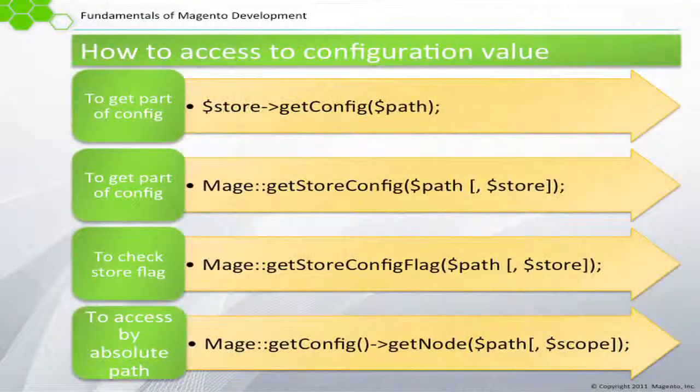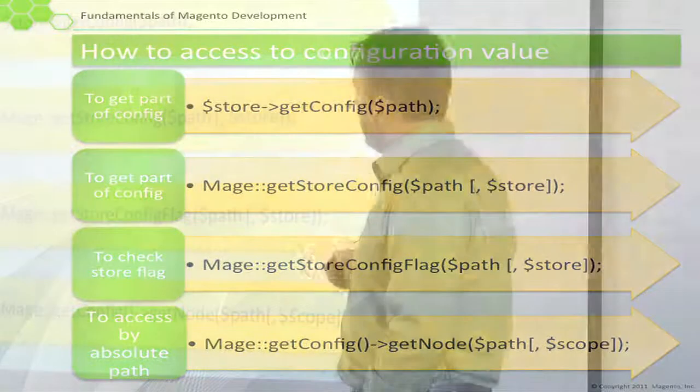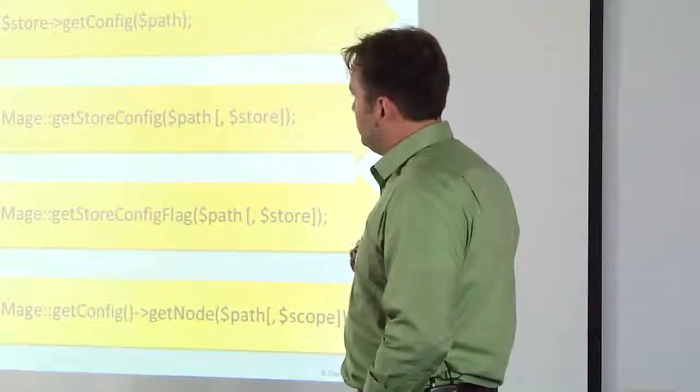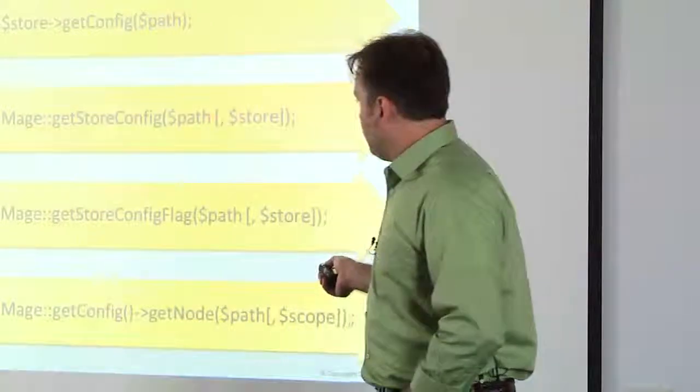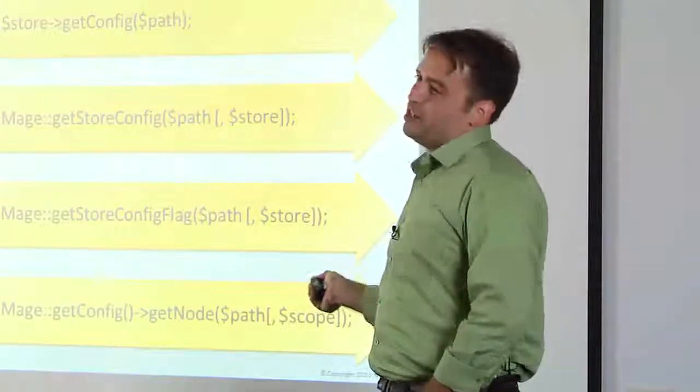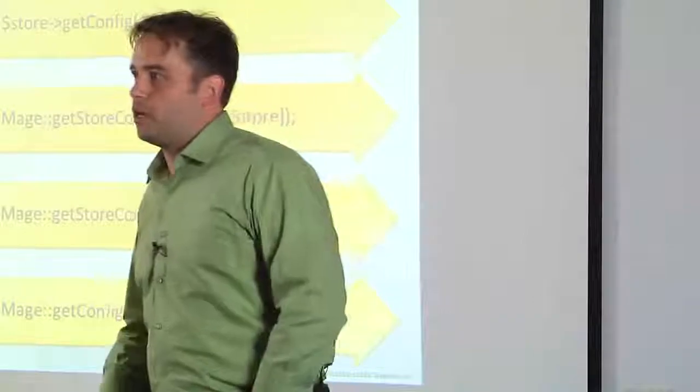Any questions so far? Here's where we start to get practical. If we have a store object, we can simply say, get config, and specify an XPath. And we'll get a configuration value, whether it's been specified at the store level or whether it comes to us from the default scope. If we want to get part of a config, we can specify a path here, and we can do this anywhere in the application using this static method here. We can pass in a path, and if we want, we can specify a store code or ID.